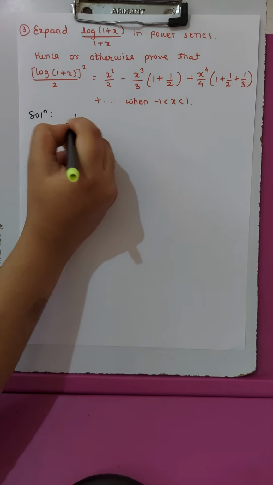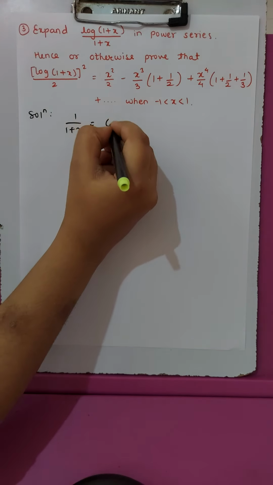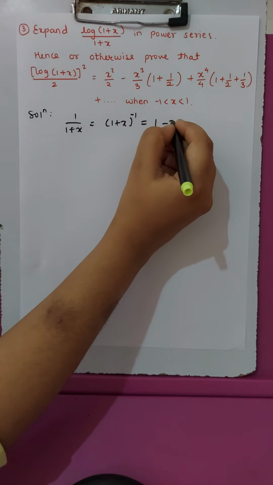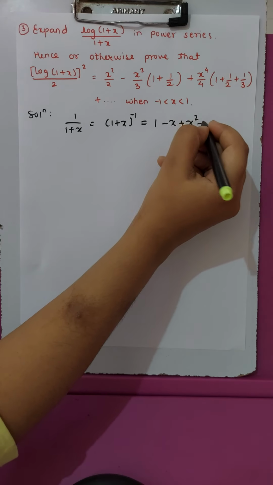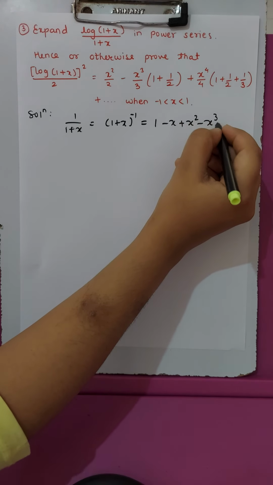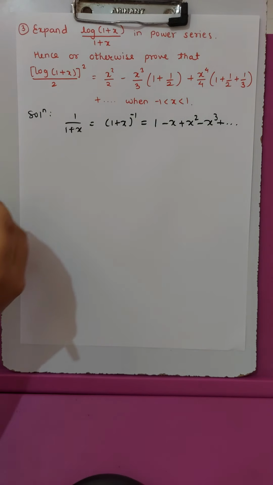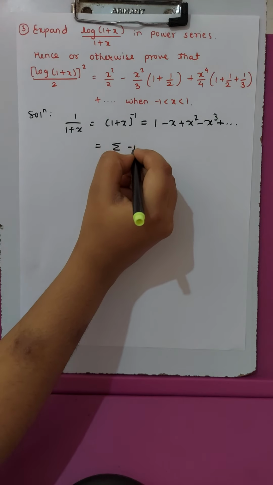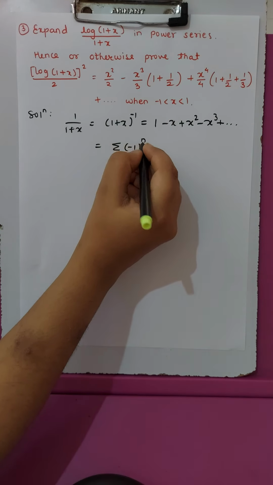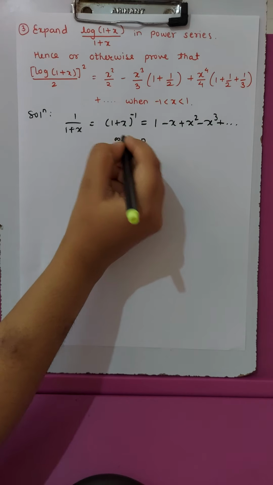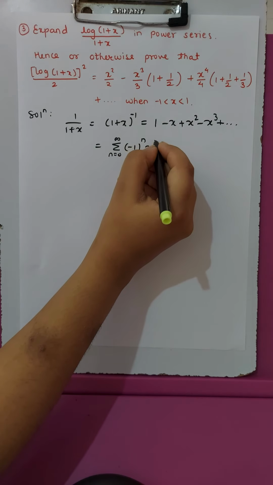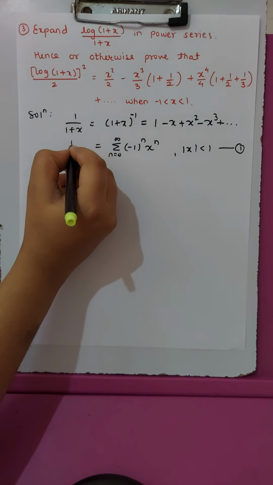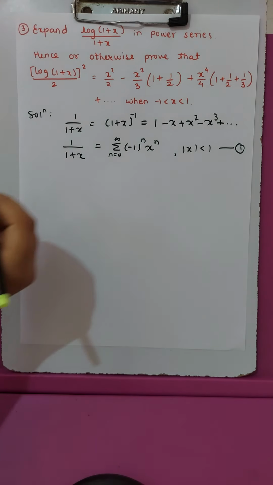So we start from, we know that 1 upon 1 plus x, which is equal to (1 plus x) to the power minus 1, is equal to 1 minus x plus x square minus x cube plus so on. So therefore you can rewrite this as summation of (minus 1) to the power n, from 0 to infinity, x to the power n, for mod x less than 1. Let it be number 1, that is 1 upon 1 plus x.